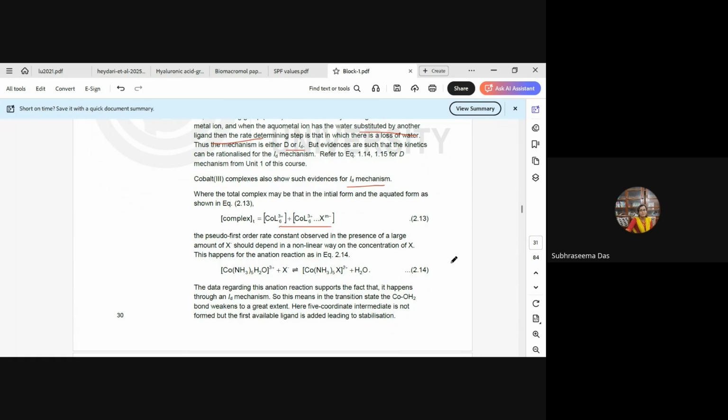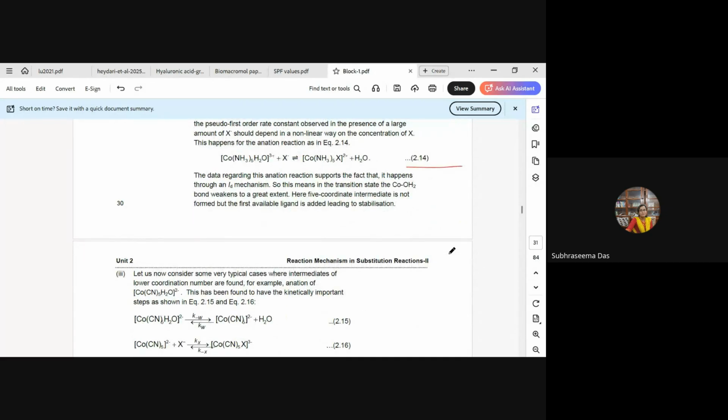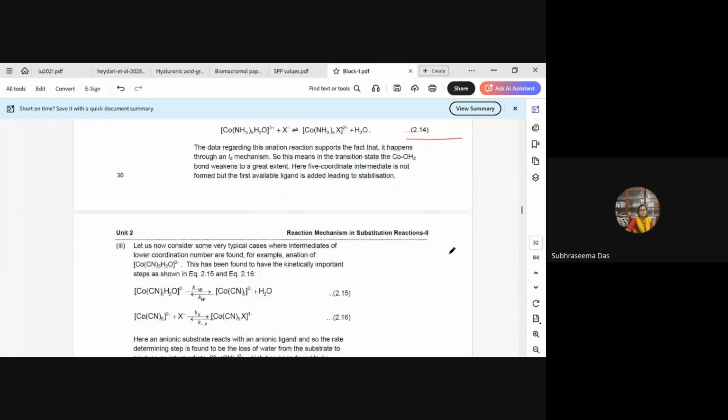When the complex is in the initial and the associated form, as shown here, the pseudo first order rate constant observed in the presence of a large amount of X minus should depend in a non-linear way on the concentration of X, as shown in equation 2.14. So the data regarding this anation reaction, that is the addition of the anion, also supports the fact that the ID reaction occurs this way.